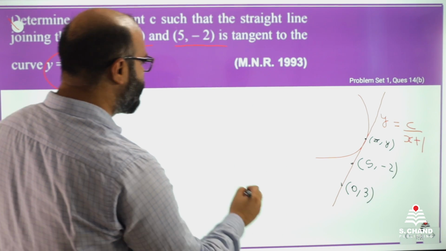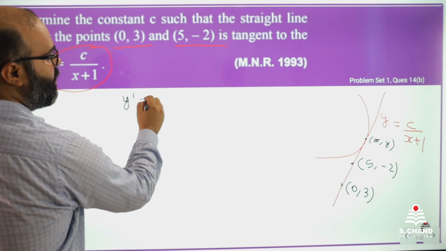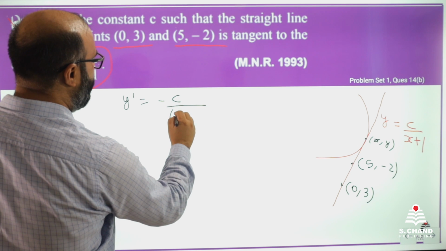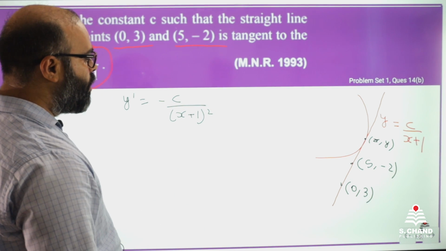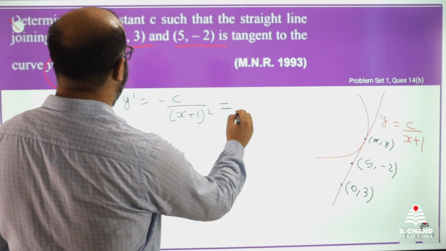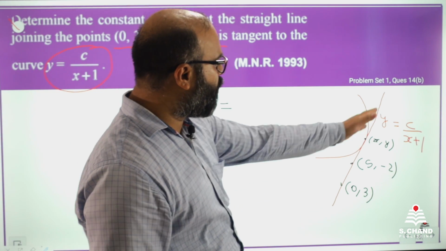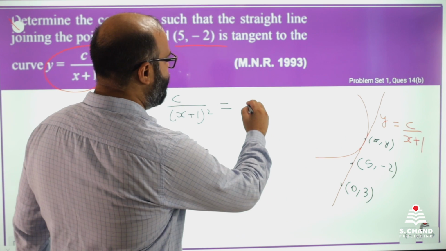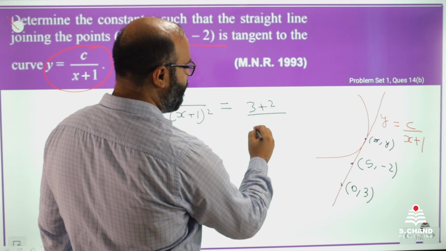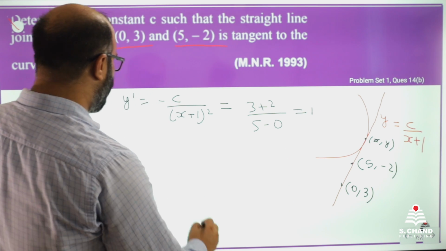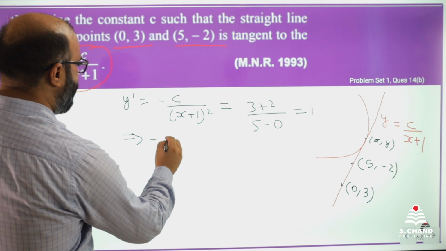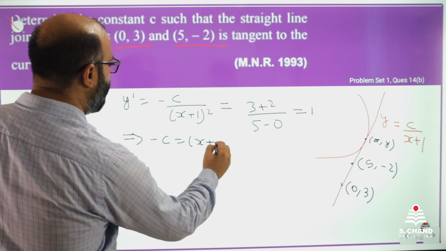Now we say that suppose it is tangent at x, y. So first of all, let us find its slope y dash. That will be minus c by x plus 1 whole square. That will be the slope at x comma y. Now that will be equal to the slope of this line, which is 3 plus 2 by 5 minus 0. That will become 1. So we can say that minus c is equal to x plus 1 whole square.